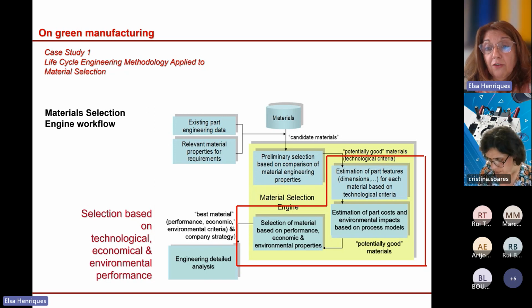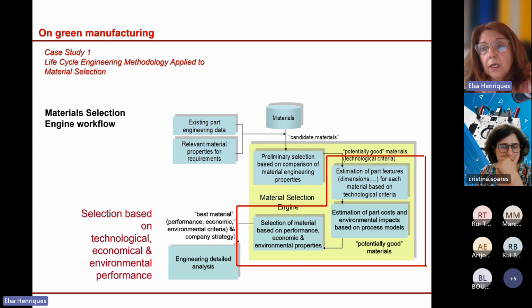And then selection of the best material, considering in an integrated way criteria of technical performance, economical performance, and environmental performance. Because as you know, and you are going to see that, the best material in terms of technological performance might be completely different from the low-cost material or from the material that introduces the lowest environmental impact. So those 3 criteria need to be analyzed altogether.